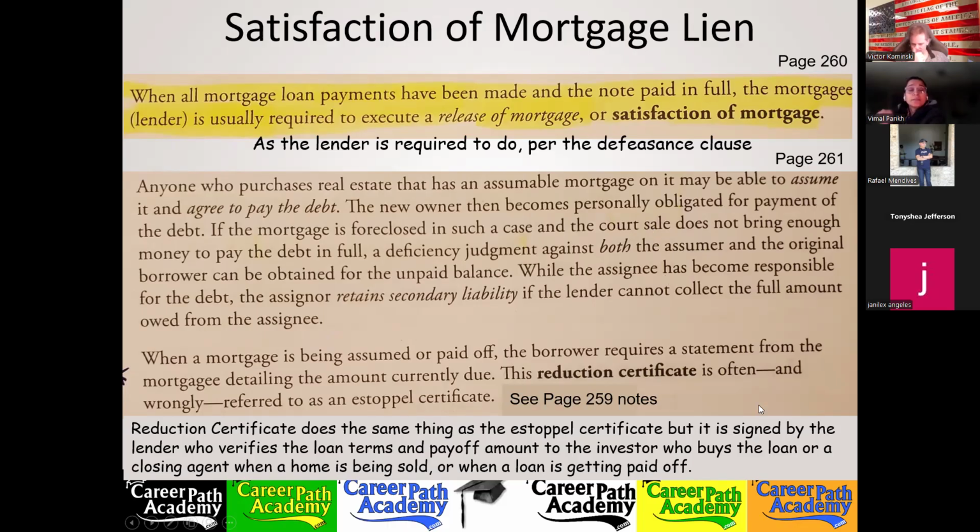Should we write it down? You don't need to write all this down. These are my notes here. I had them on the previous slide talking about the reduction certificate, the one with the reduction and estoppel certificate. I'm just explaining what a reduction certificate is here. So you don't have to write all that down.